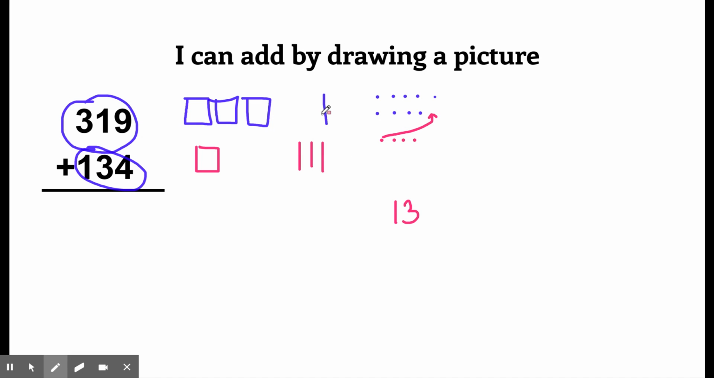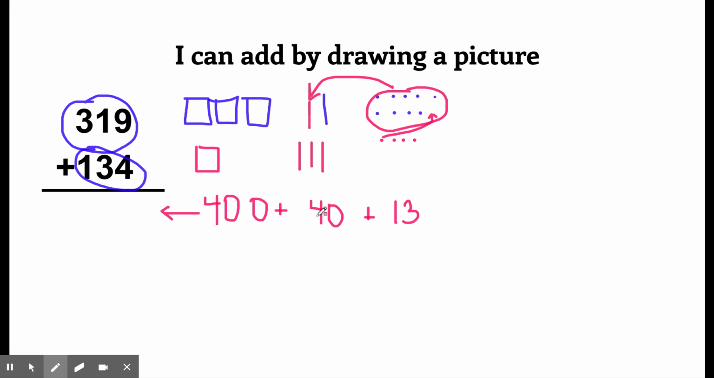13 ones. Over here, I see I have 1 ten plus 3 tens, so 10, 20, 30, 40. And here I have 300 plus 100, so 300, 400. When I add these numbers together, I realize that to put them over here in standard form, I need to add 40 and 13 because I only have room for my ones right here. I remember right here that I had 1 ten, so I can actually take this 10 with this one right here and put it over here. And now I have 5 tens and 3 ones.